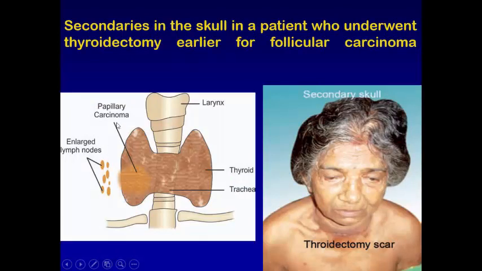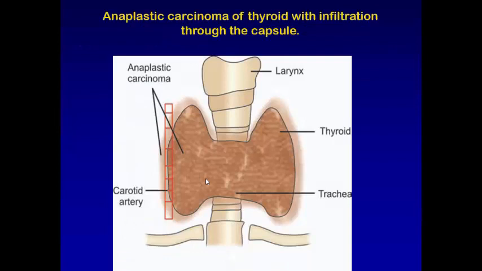We can see this picture for papillary tumor, and we can see that usually the spread is lymphatic spread to the adjacent prelaryngeal and paratracheal lymph nodes. In anaplastic carcinoma, usually there is local invasion to the adjacent tissue.